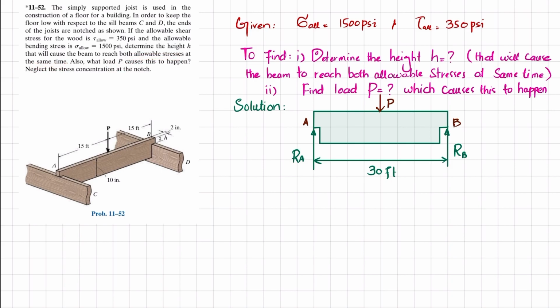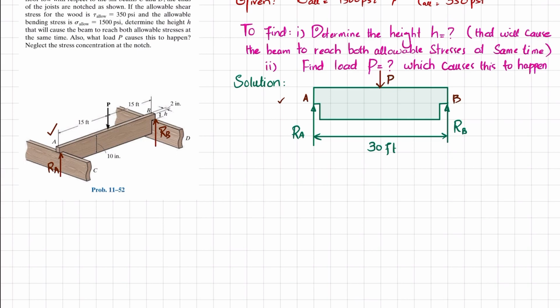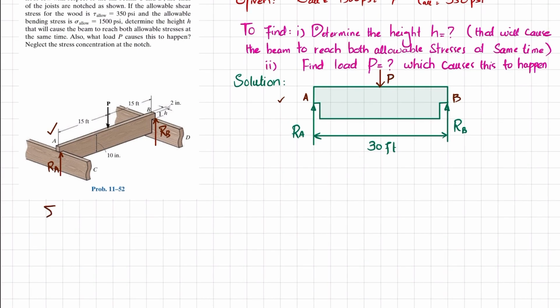So let's start with the solution. First step, you can see this diagram. If you draw the free body diagram and remove the sill beams at C and D, there will be reaction forces at point B, which is RB, and at point A, which is RA. That is shown here in the free body diagram. So we will find this RA and RB by using equilibrium conditions.